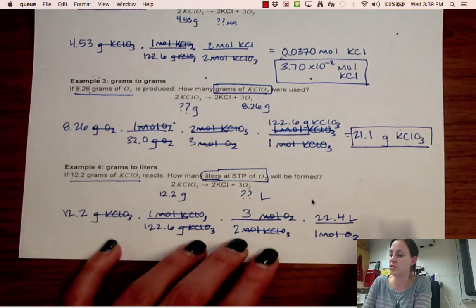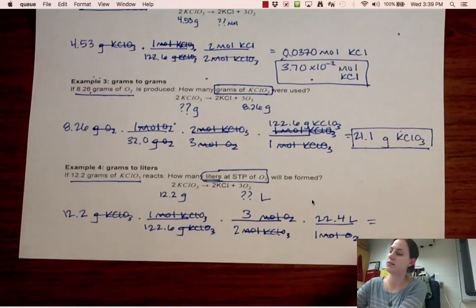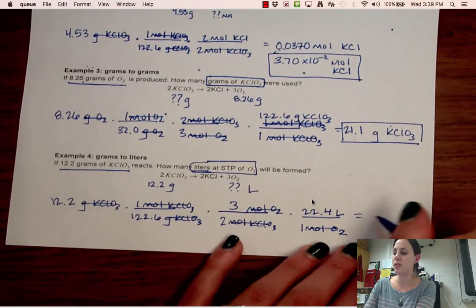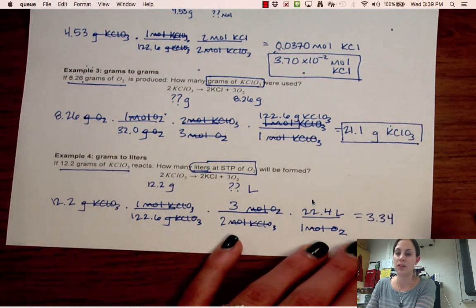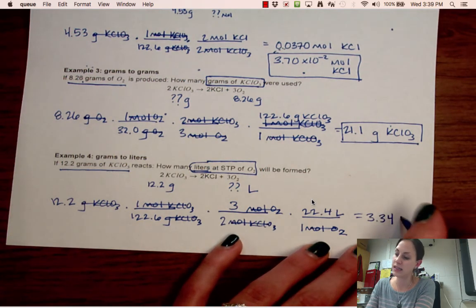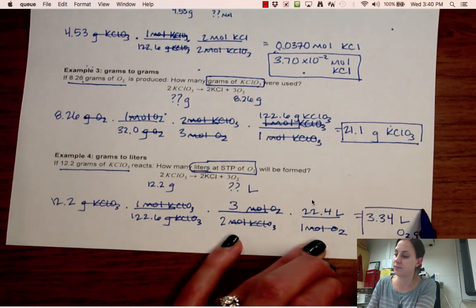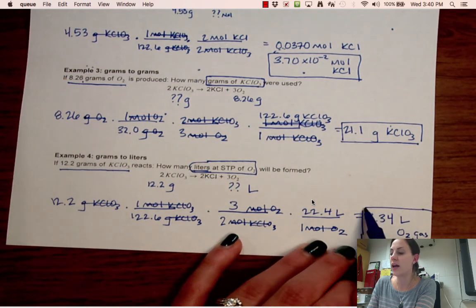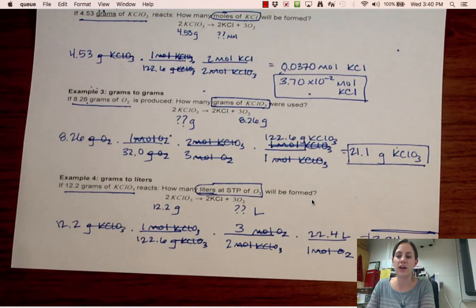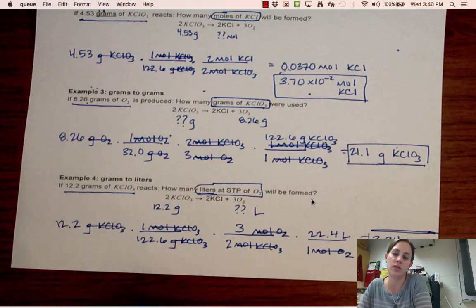I've got my moles of O2. Again, you can pause the video and make sure that you get the same answer as I do. So 3.34 liters of O2 gas. So that's another way of giving an amount. Instead of an amount of grams or particles or moles, I can also represent an amount using a volume. So 3.34 liters of oxygen would be formed.